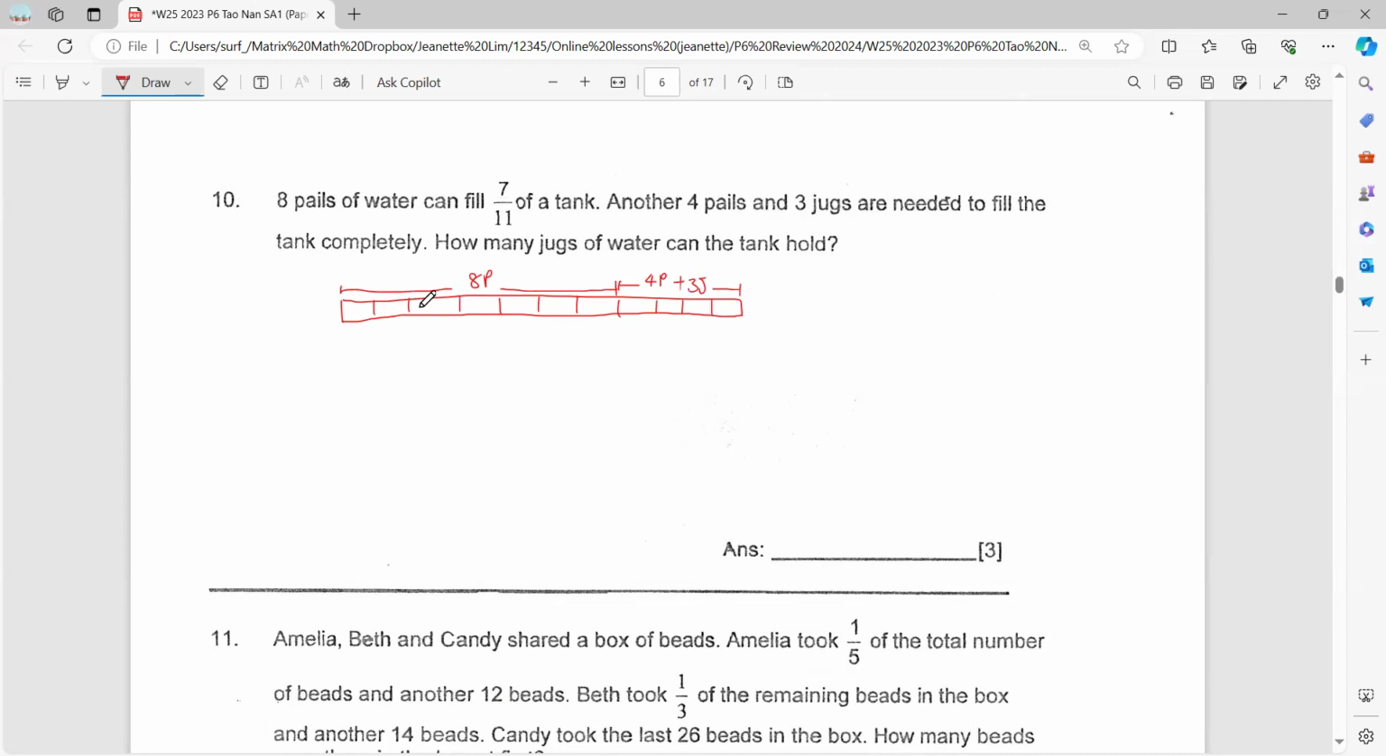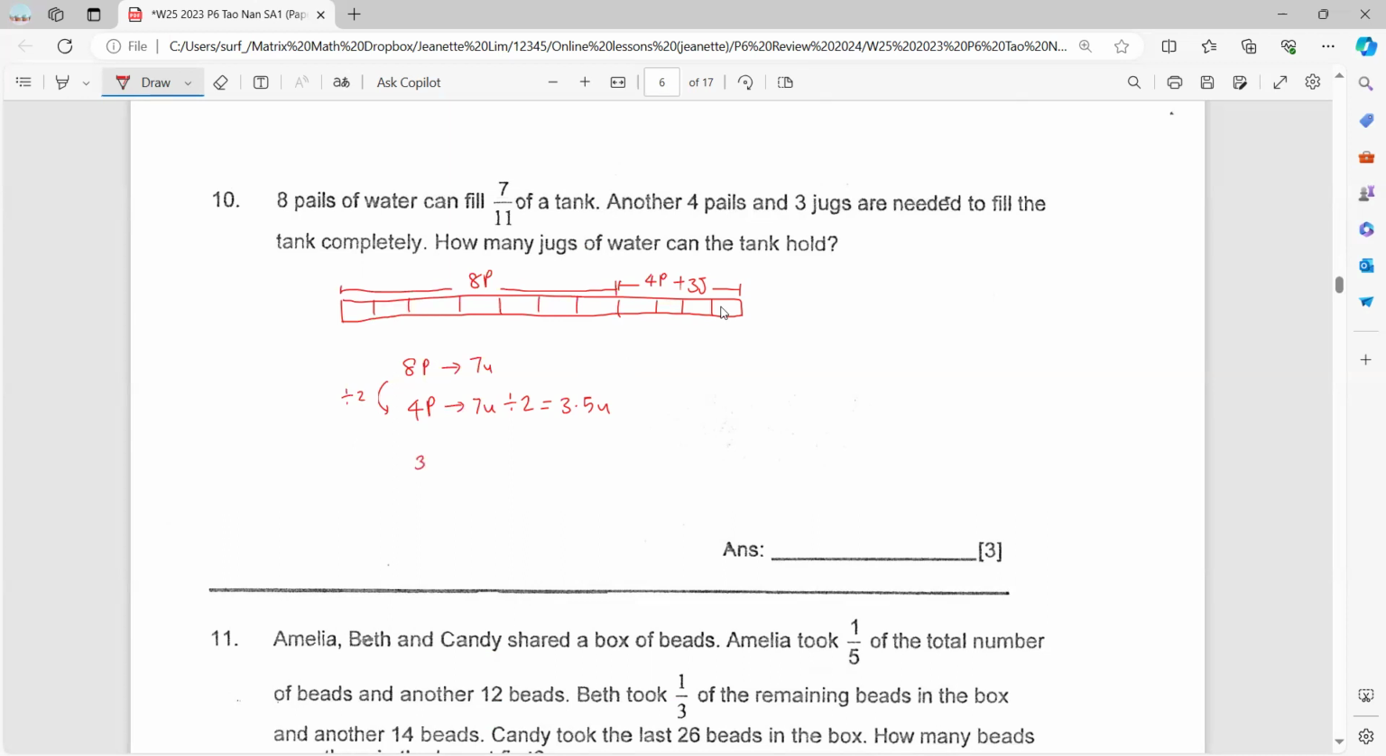Look, this is 8 pails, right? I want to find out what's 4 pails in terms of units. If 8 pails is represented by 7 units, what's 4 pails? So from here, we divide by 2. So in terms of units, it's 3.5 units. So 4 pails and 3 jugs is 4 units, but 4 pails itself is 3.5 units. So the remaining half a unit.